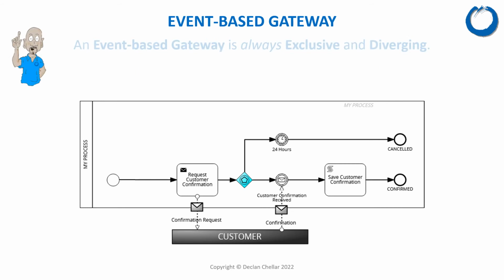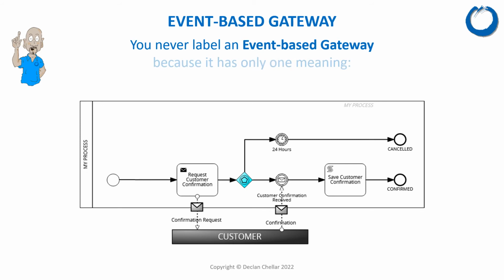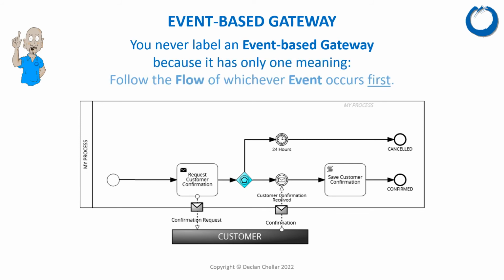An event-based gateway is always exclusive and diverging. You never label an event-based gateway because it has only one meaning. Follow the flow of whichever event occurs first.